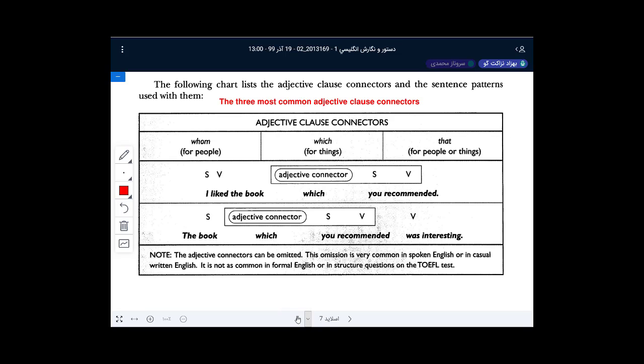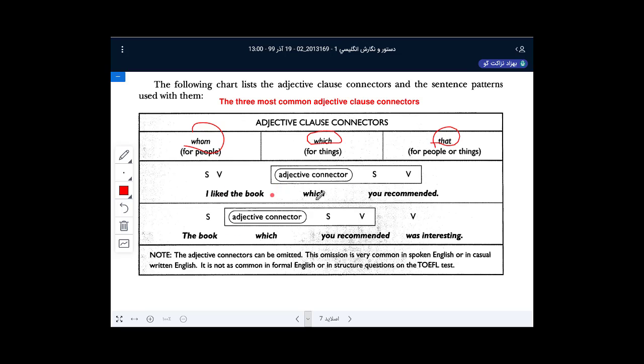Let's move to this chart, and this chart talks about the three most common adjective clause connectors: whom for people, which for things, and that for people and things. These are adjective clause connectors. But we use whom when it is showing the objective form.